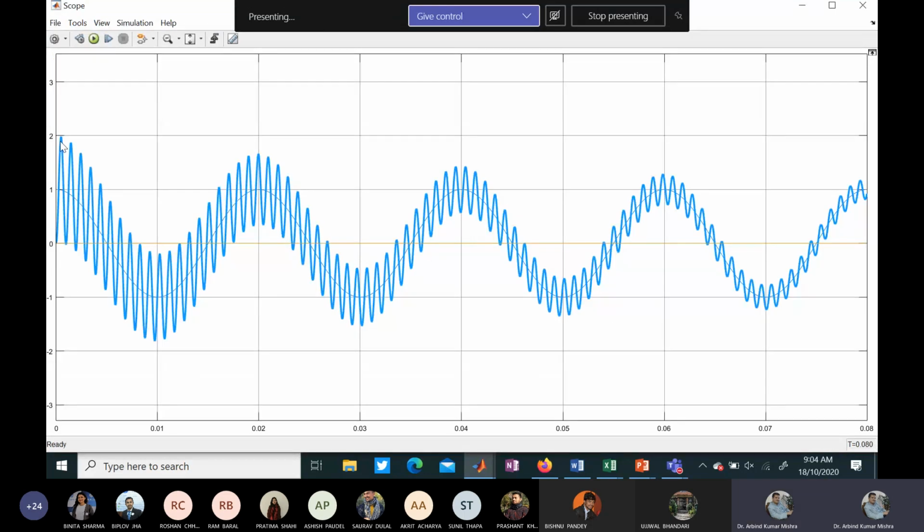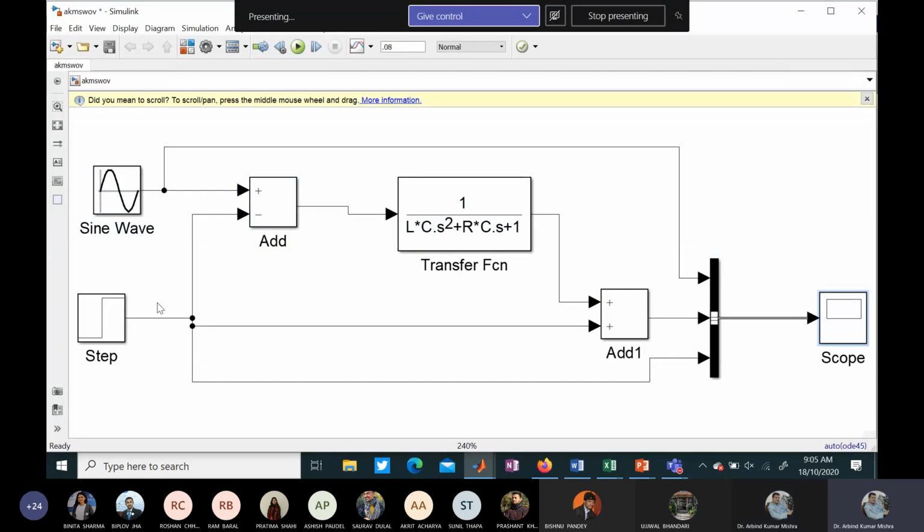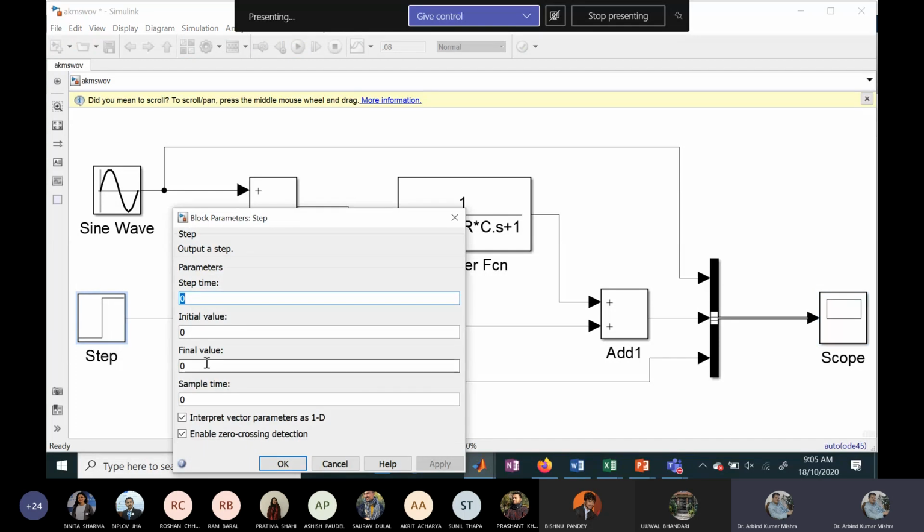Here again you can see the maximum value, and you can see that now the sine wave has started at the peak value. Here is the sine wave, and the transient voltage is almost 2 pu. This is the case for no trap charge.